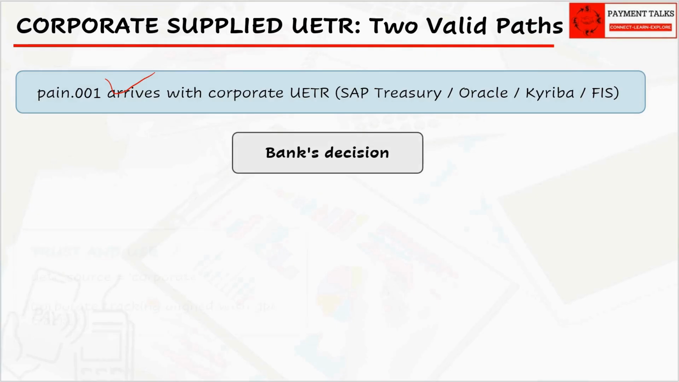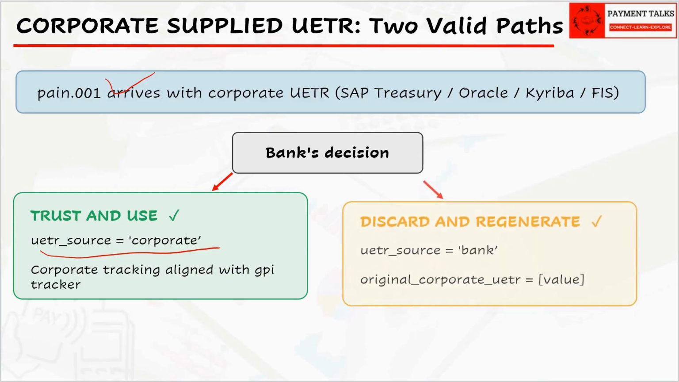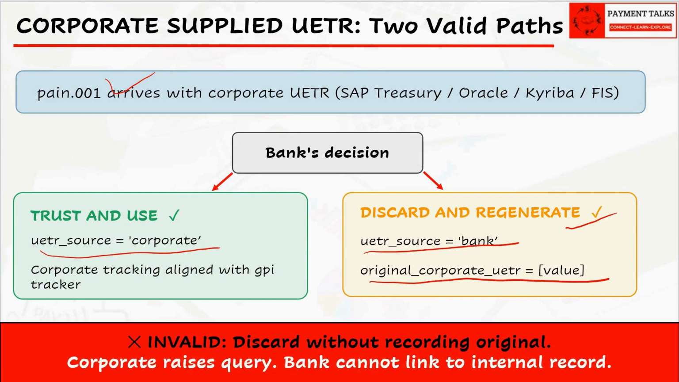Option A, trust the corporate UTR and use it. Record UTR source as corporate. The corporate's own GPI tracking stays aligned with the bank's GPI tracker entries. Valid approach. Option B, discard the corporate UTR and generate a bank UTR. Record UTR source as bank and record the original corporate value in original corporate UTR. Also valid. What is never valid is discarding the corporate UTR without recording it.